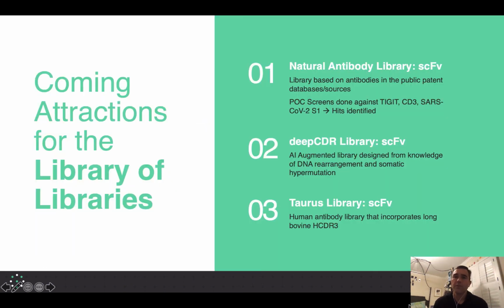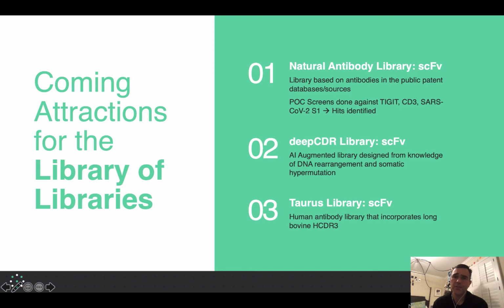In terms of coming attractions of new libraries coming up, we're creating a library in collaboration with another company called Natural Antibody, which is going to be an scFv library based off of antibodies in the public patent database. We've already done some initial POC studies with it and shown that we can find antibodies to TIGIT, CD3, and even SARS-CoV-2 S1. So again, really a powerful library that we think could have a lot of applications.